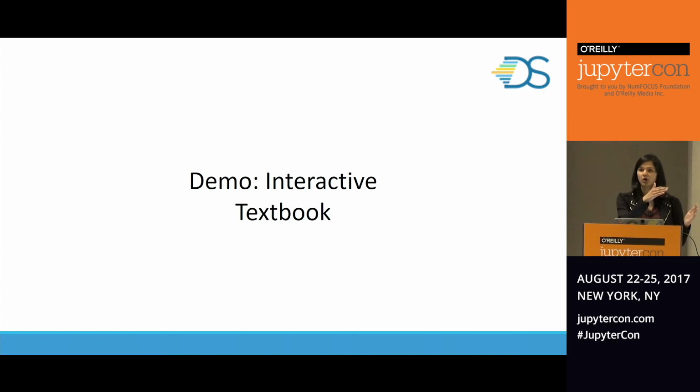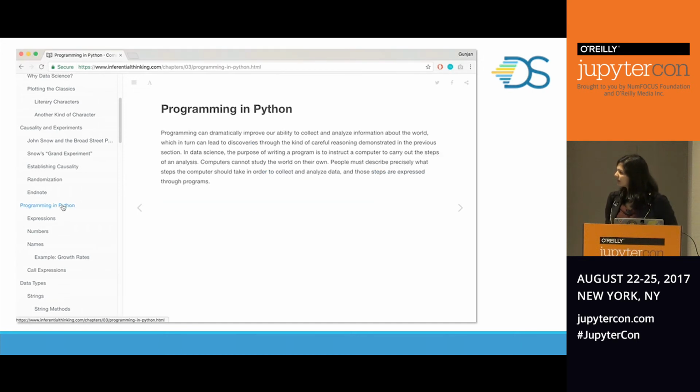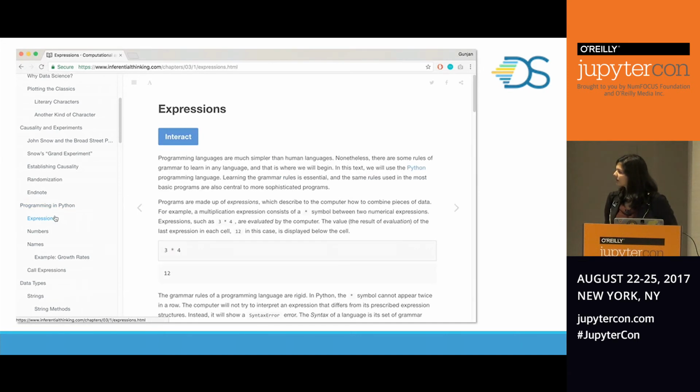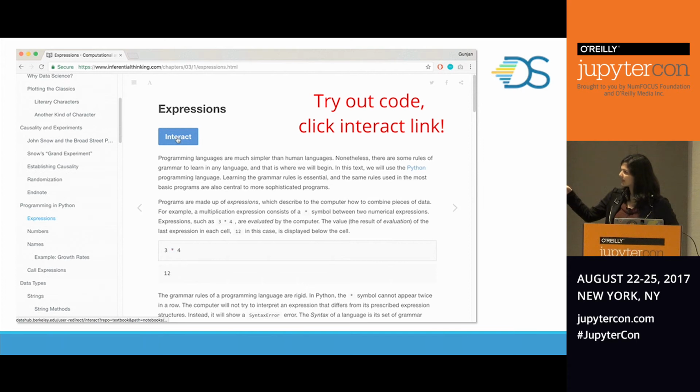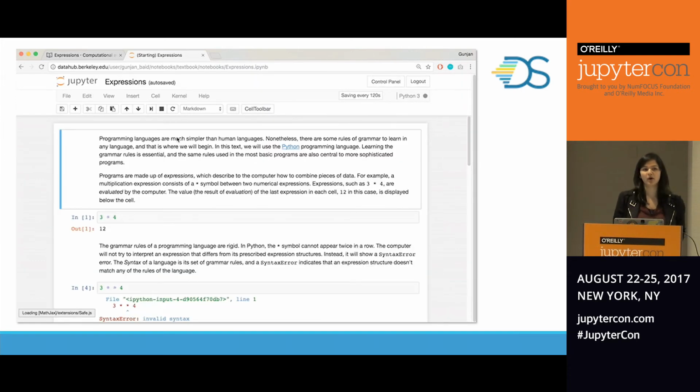So anytime you see code, you can click on this blue button that will bring all of that code into your own environment, and you can interact with it right away. So here's the textbook. And that's the interact button. And when I click that, it'll pull all that code from the page into my own personal account.